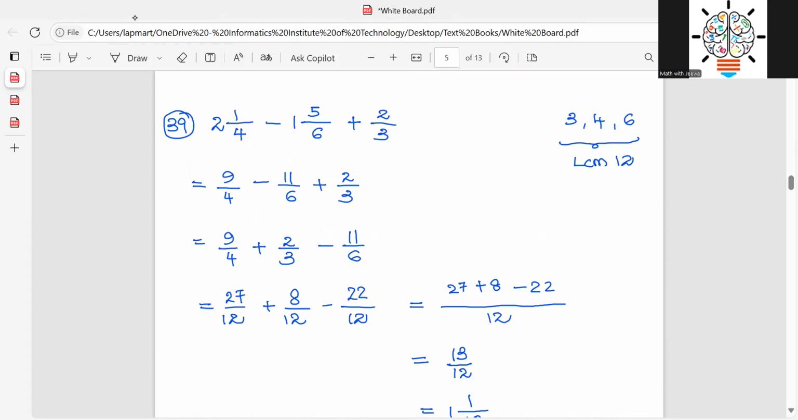Then I rearranged the question. So I wrote the positive numbers, the fractions, closer, 9 over 4 and 2 over 3. Then I wrote the minus 11 over 6. Then, as usual, I wrote the LCM and I adjusted the numerators and I did the sum. 27 and 8 I added, then you subtract.